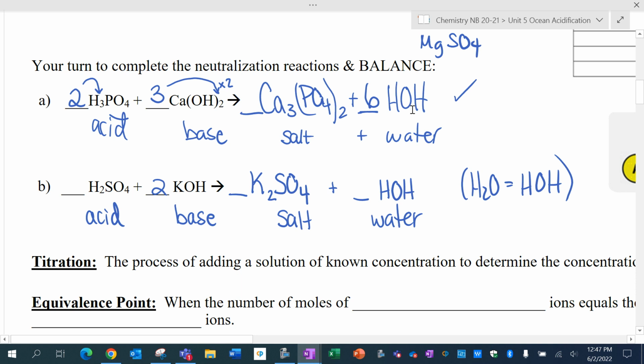All right, so it looks like I have 2 OHs. So I need to have 2 OHs over here. And then that'll also give me 2 hydrogens, which is great because I already have 2 hydrogens over here. So if I go through and check everything, it looks like we're all good. I've got 2 potassiums, 2 potassiums, 2 hydrogens, 2 hydrogens, 2 hydroxides, 2 hydroxides. And then the SO4, I've got 1 SO4 over here, 1 SO4 over here. So I'm all balanced.